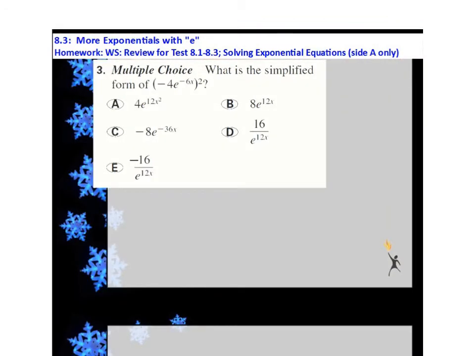Okay, try number 3. Okay, the answer to number 3 is D. Negative 4 squared is positive 16, and then that's e to the negative 12x, and this is the only piece of the product that moves to the denominator with the negative exponent.